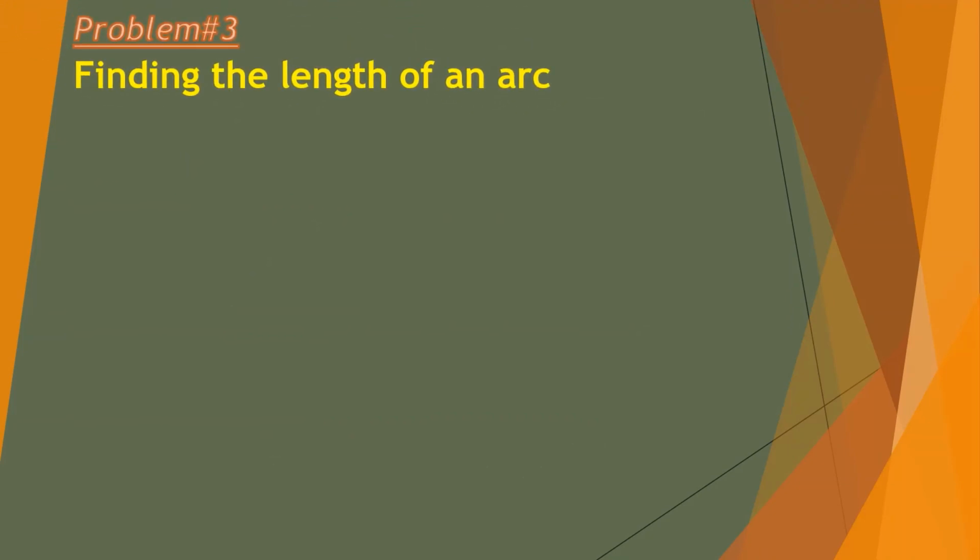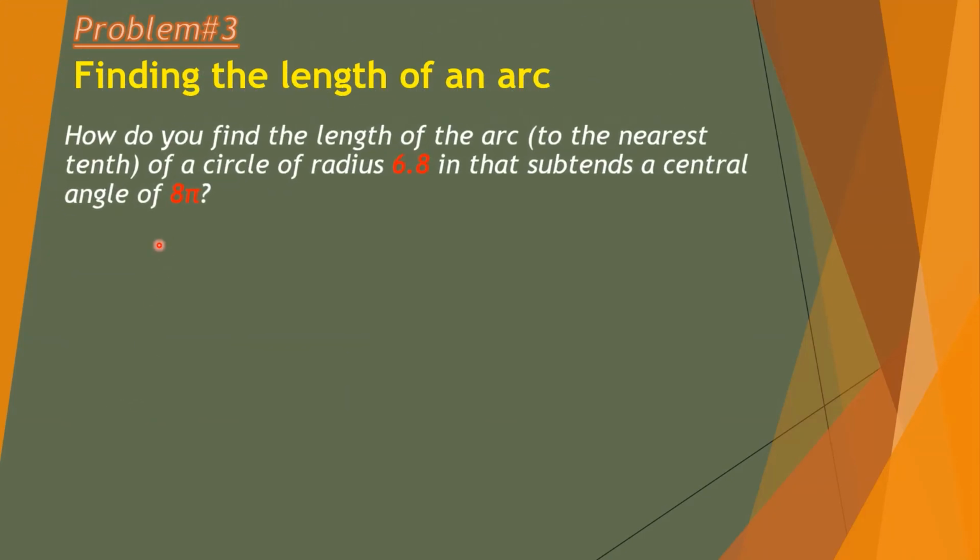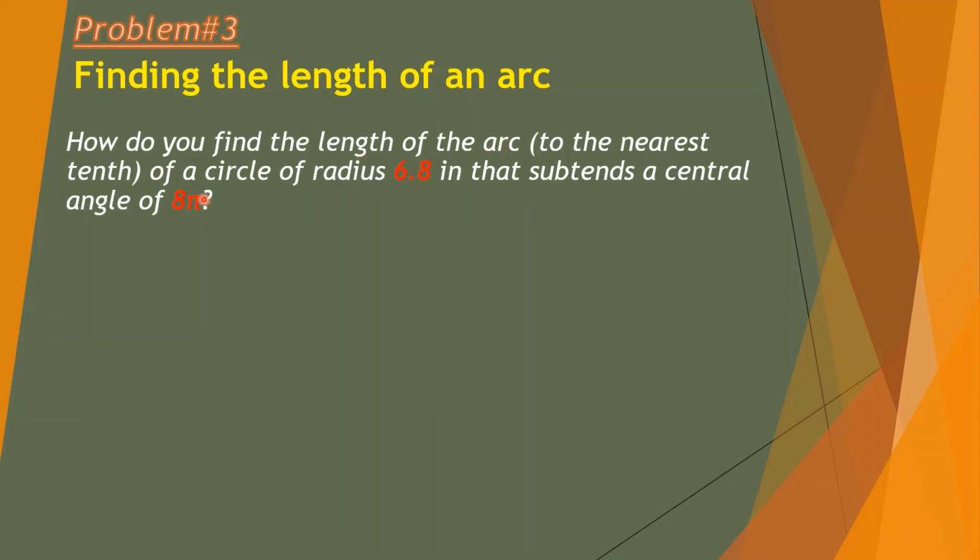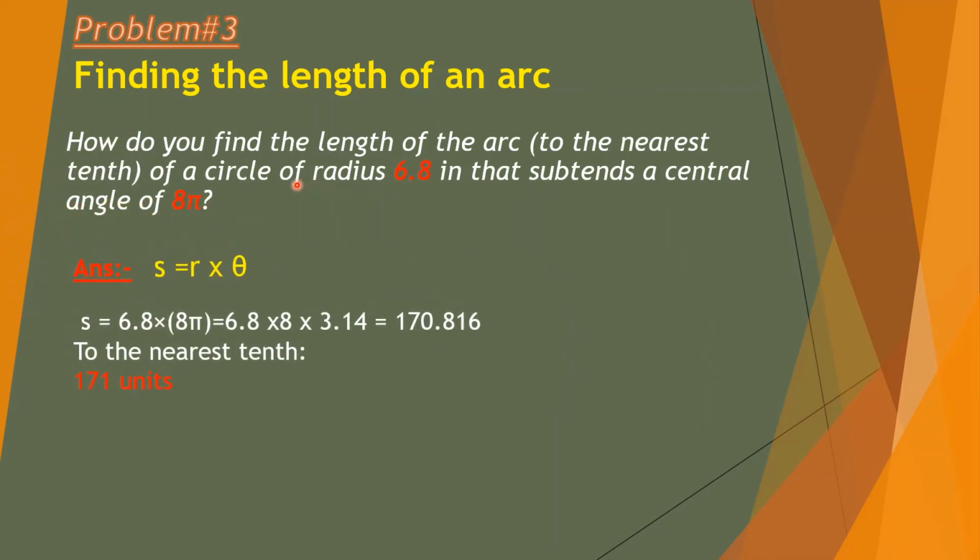Example number 3, finding the length of an arc. How do you find the length of the arc to the nearest tenth of a circle of radius 6.8 units that subtends a central angle of 8 pi? The central angle is 8 pi, and the radius of the circle is 6.8. So we know our formula. The arc length S is equal to radius times central angle theta. So S is equal to 6.8 times 8 times 3.14, approximating pi as 3.14, which gives you 170.816. So to the nearest tenth, it will be 171 units.